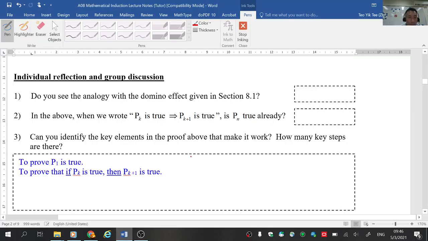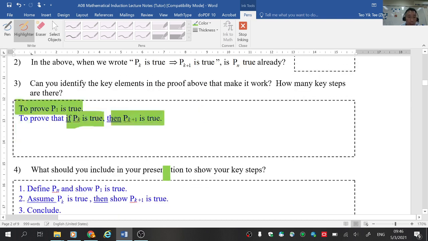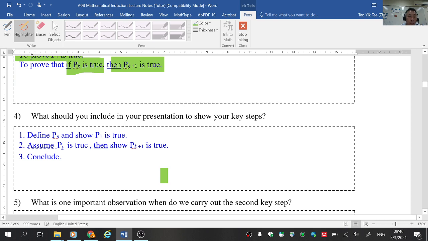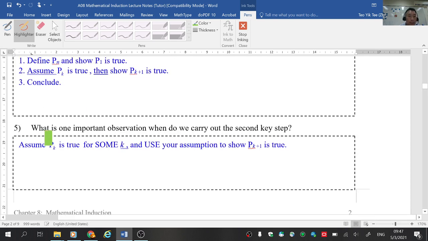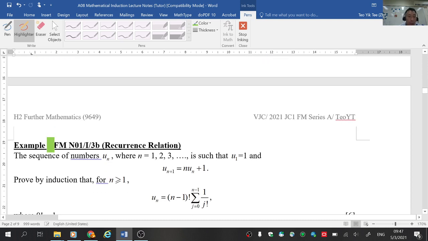Okay, before I continue with example 2, let's recap the key steps required when we actually handle a proof by mathematical induction. Step number 1 is always to prove that P1, or the first case, is true. Thereafter, we attempt to prove that if Pk is true, then I can prove that Pk plus 1 is true. So this is roughly the procedure.